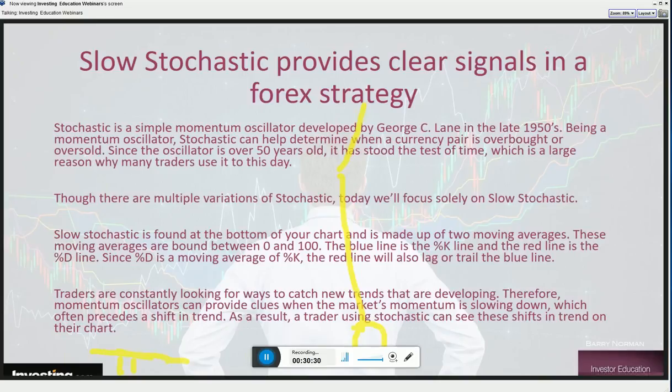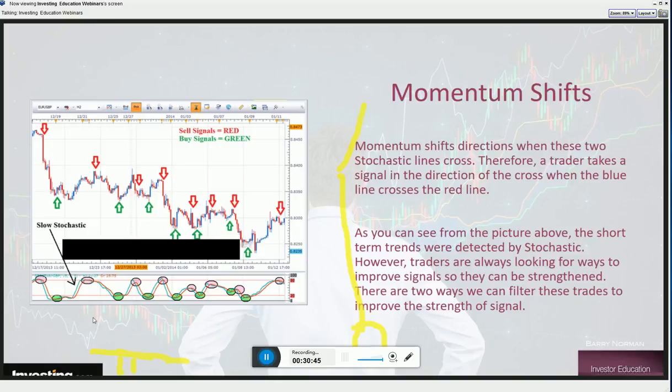Slow stochastic is found at the bottom of your chart and is made up of two moving averages. These moving averages are bound between 0 and 100. Traders are constantly looking for ways to catch new trends that are developing. Now, momentum is a great way to look at how to enter and exit the market. Momentum shifts direction when the two stochastics lines cross. So this is a lot of the reason a lot of traders like to use this.